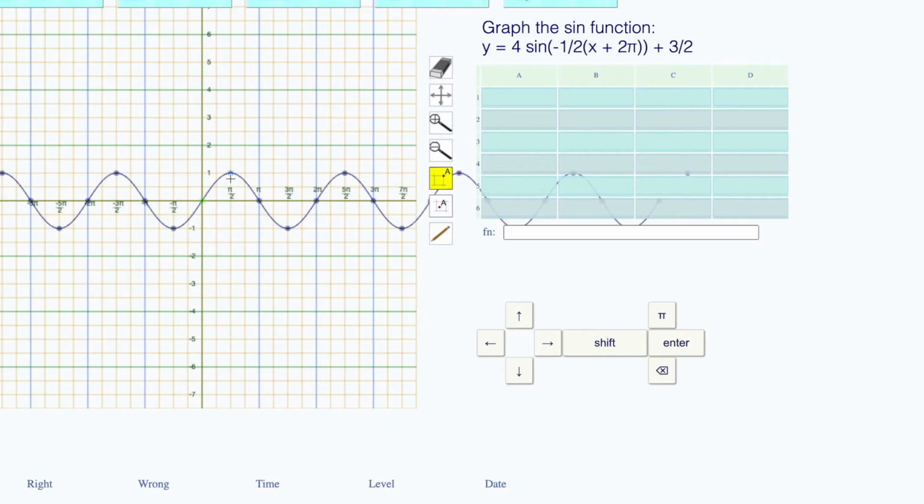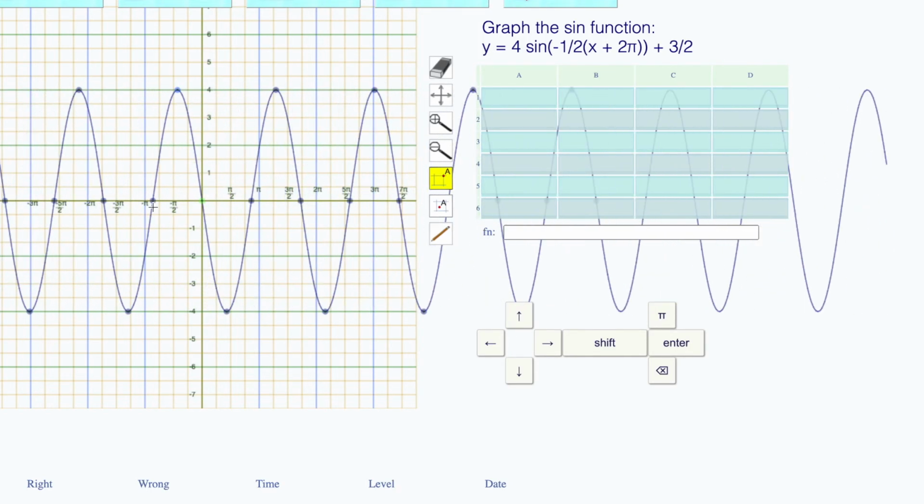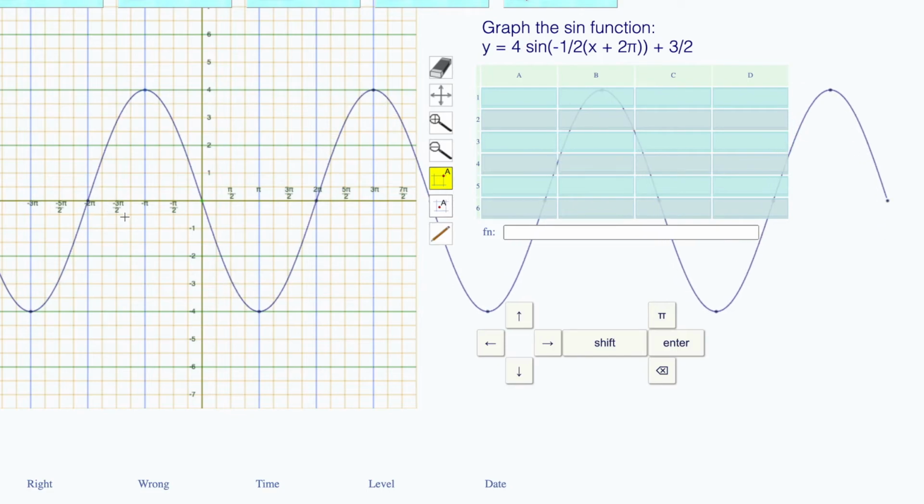The a is 4, multiply everything by 4. The b is negative 1/2. Take the reciprocal of negative 1/2, that's negative 2. Multiply the pi by negative 2, that gives us negative 2 pi. So I'm going to drag this back to negative 2 pi, which is right there. Translate the whole thing by 2 pi.